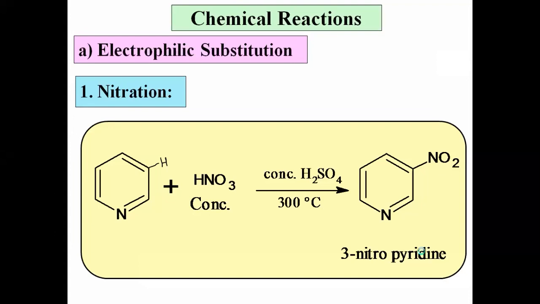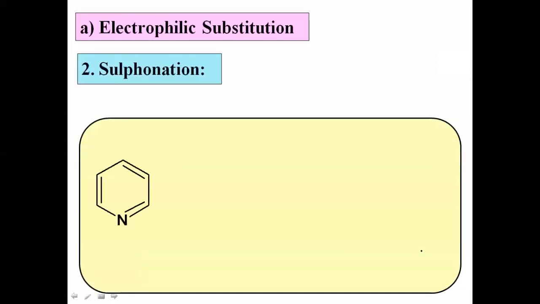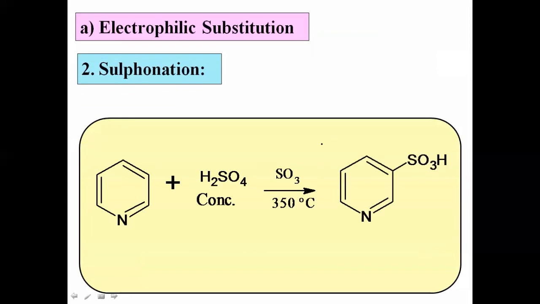Now let us see the next example, sulfonation. Here also pyridine, when treated with concentrated H2SO4 in the presence of SO3, sulfur trioxide, at a temperature of 350 degrees Celsius. Now what happens here? Here also the hydrogen atom from position 3 is replaced by an SO3H group, and we get the corresponding sulfonic acid. This is pyridine-3-sulfonic acid.